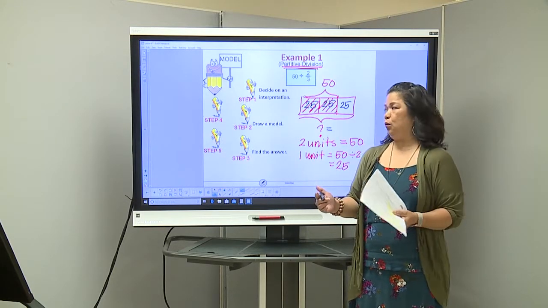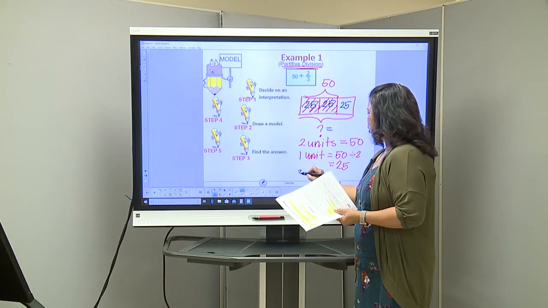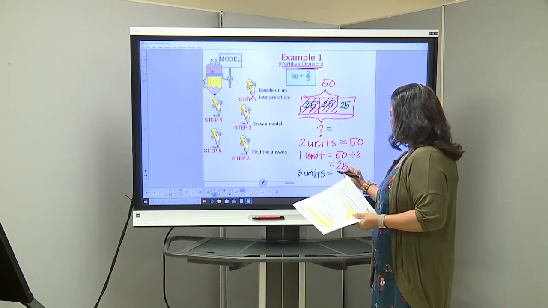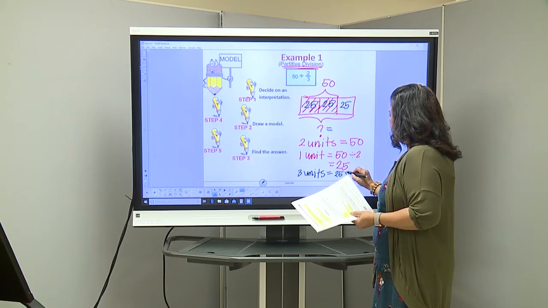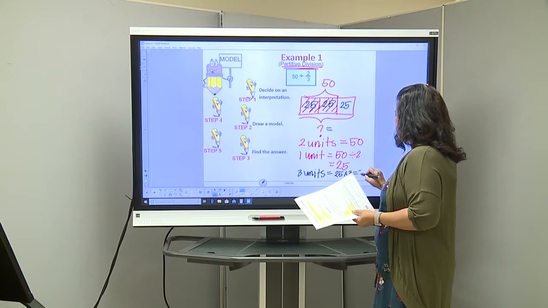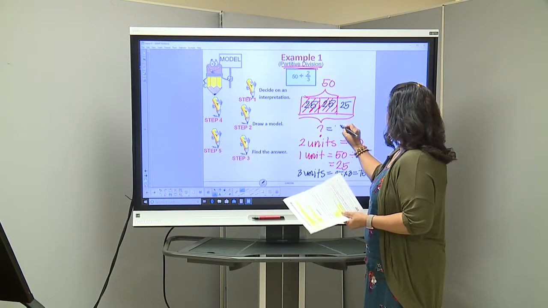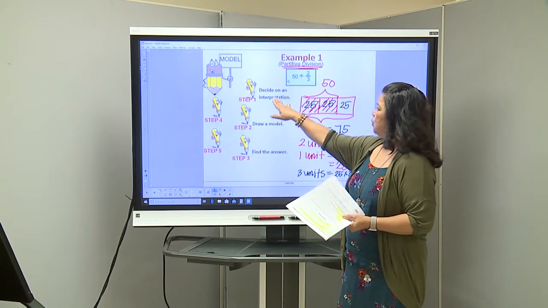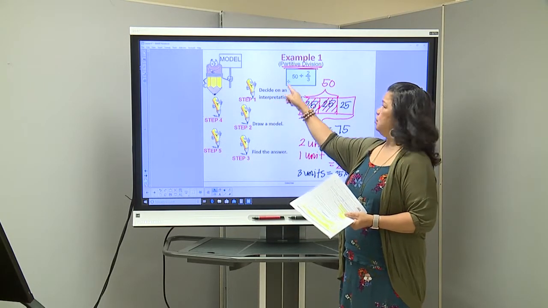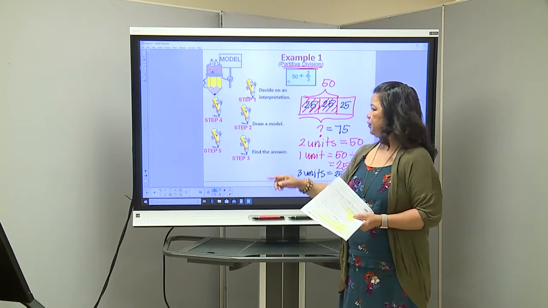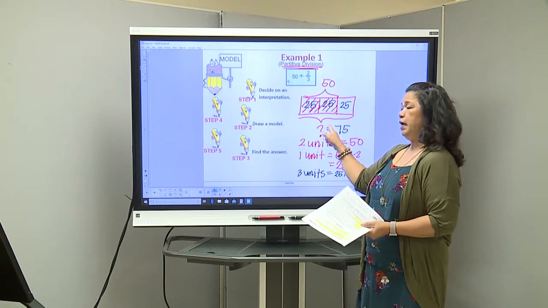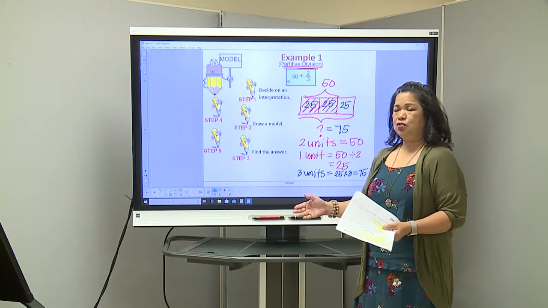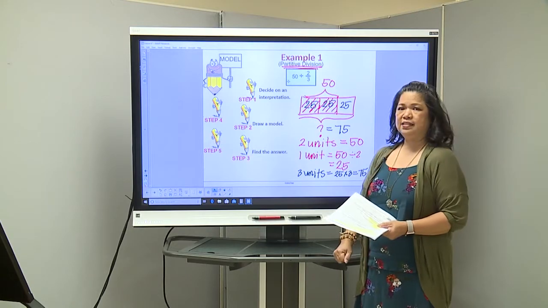Now, because we know each unit right here, we can already see what the whole thing is. What's the size of the whole thing? There are 3 units there, and each unit is 25. So 25 times 3 is 75. So here, the unknown is 75. So there. Decide on an interpretation: we use partitive division. Draw a model: we use a tape diagram. And then we find the answer, and the answer to this expression is 75.